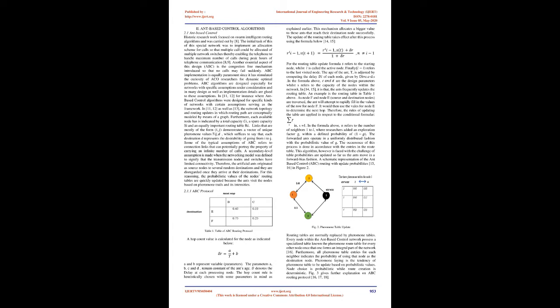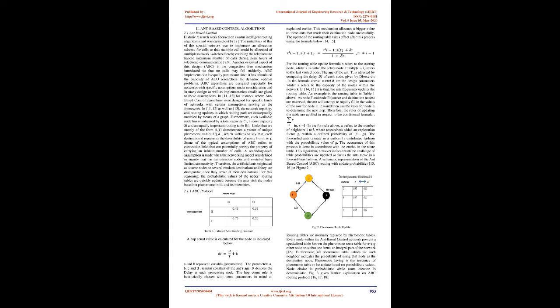For this reasoning, the probabilistic values of the nodes' routing tables are quickly updated because the ANTs visit the nodes based on pheromone trails and their intensities. 2.1.1 ABC Protocol. A hop count value is calculated for the node as indicated below. A and B represent variable parameters.